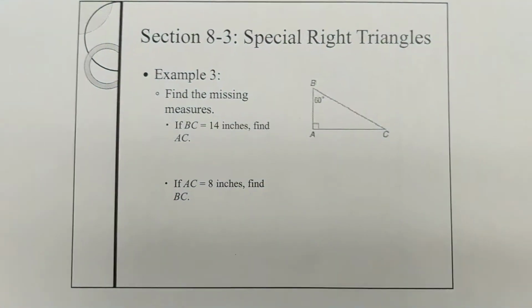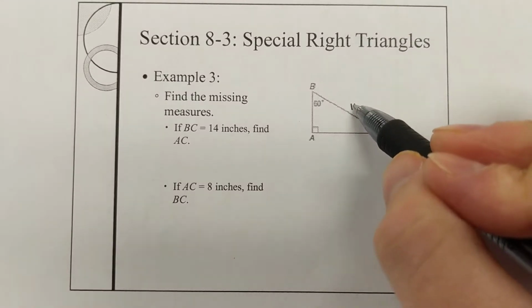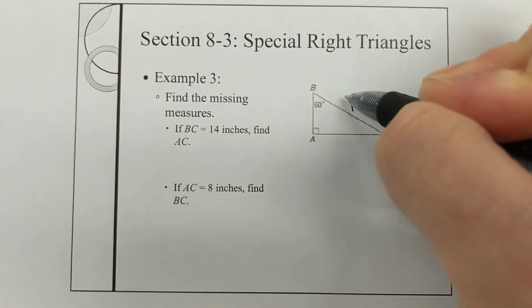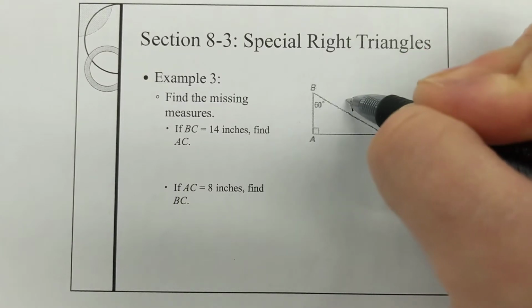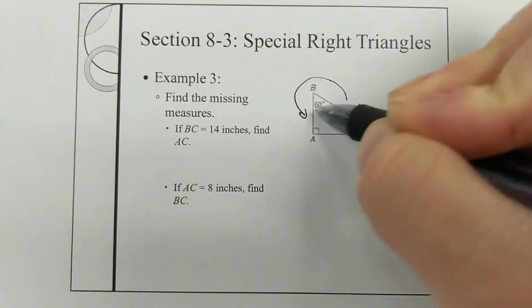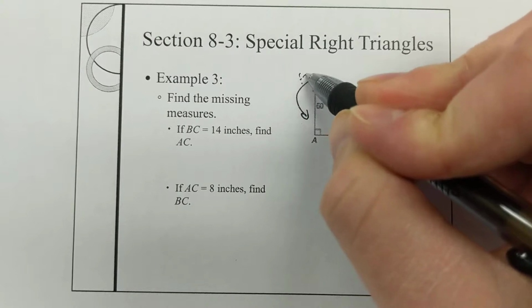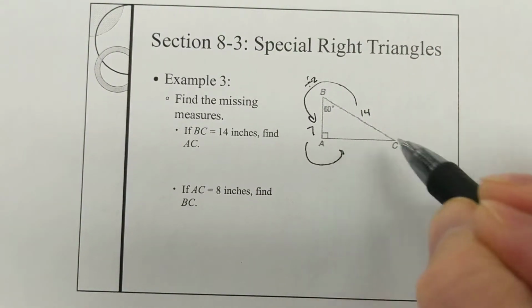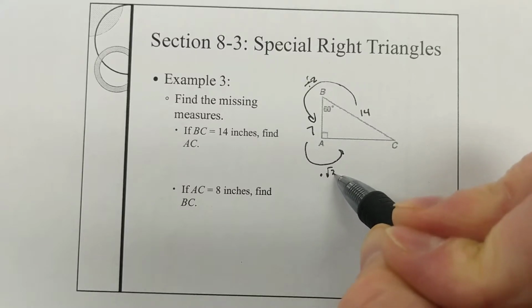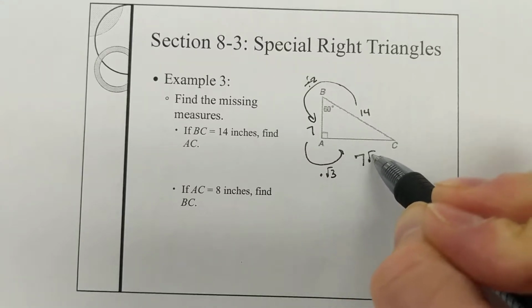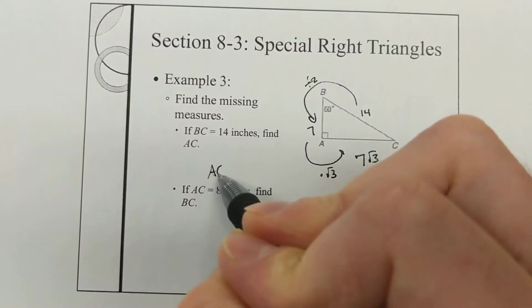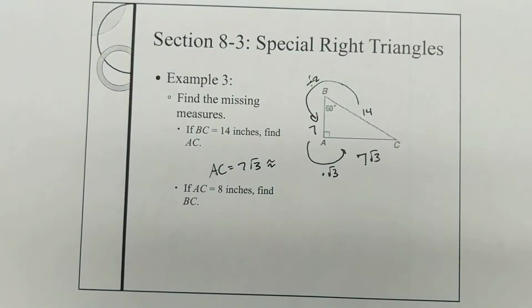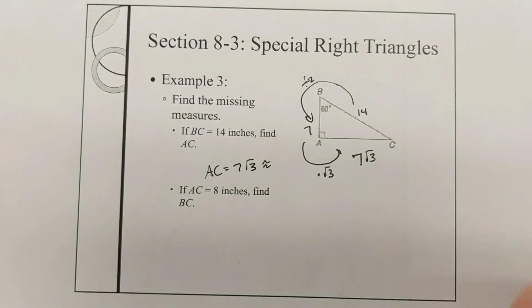Okay, so here, given BC is 14, find AC. So I actually need to do this in 2 steps. I need to go from BC to AB. So that's hypotenuse to short leg, so that's divide by 2, so that makes this 7. Then to go from the short leg to the long leg, I multiply by root 3, which makes this 7 root 3. So AC is equal to 7 root 3, which is about 12.1.